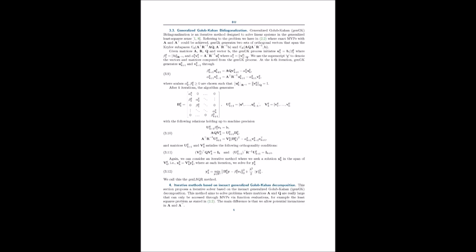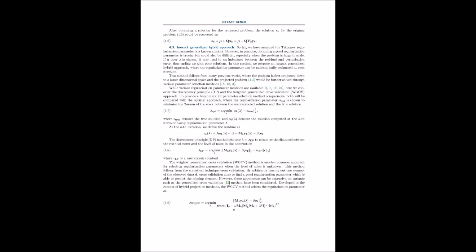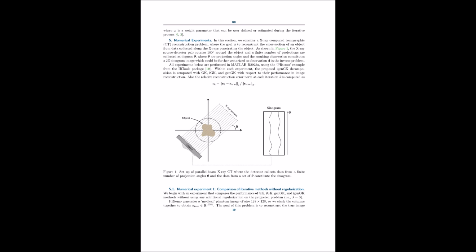Instead of fixing lambda beforehand, they adjust it dynamically at each iteration of the igenLSQR process. It's like having a smart thermostat that's constantly adjusting the temperature based on the current conditions in the room. Exactly. They call this approach Inexact Generalized Hybrid, or igenHybR for short. So instead of fixing lambda beforehand, they adjust it on the fly as the iterations progress. Yeah. What's the advantage of that? It allows the method to adapt to the specific characteristics of the problem at each step. It's a more dynamic and robust approach, especially when we have a lot of uncertainty.